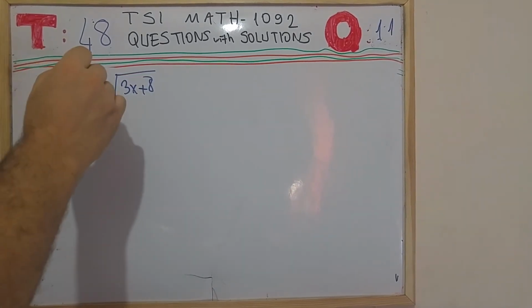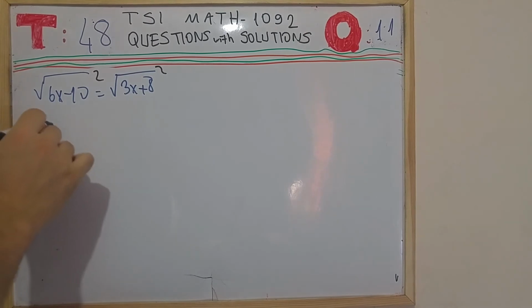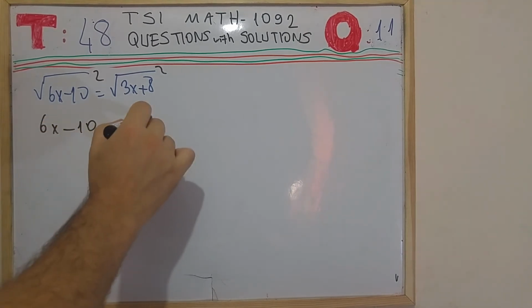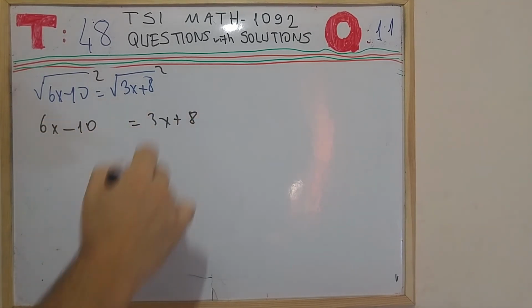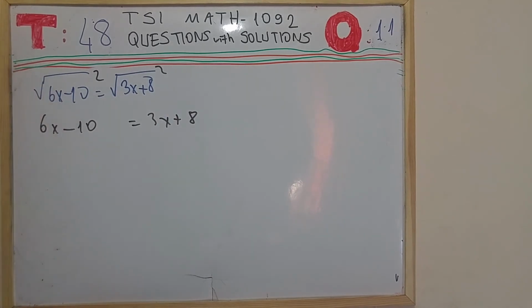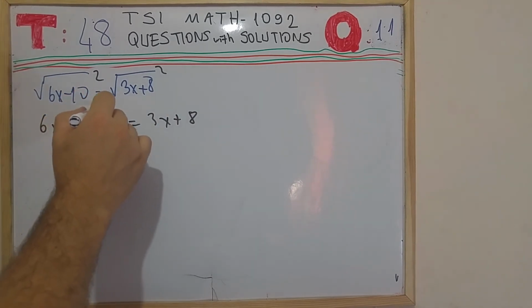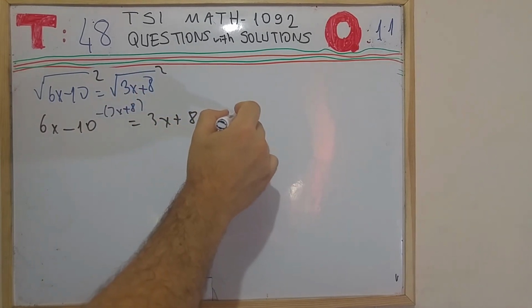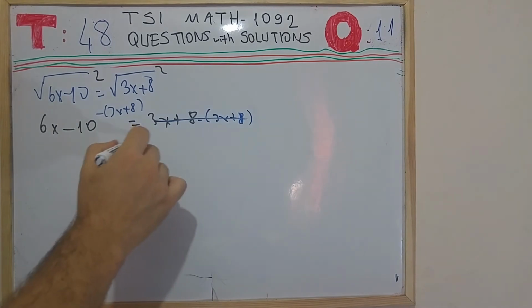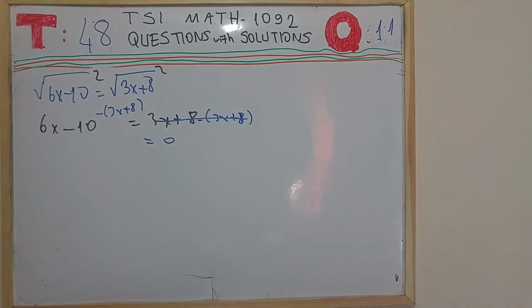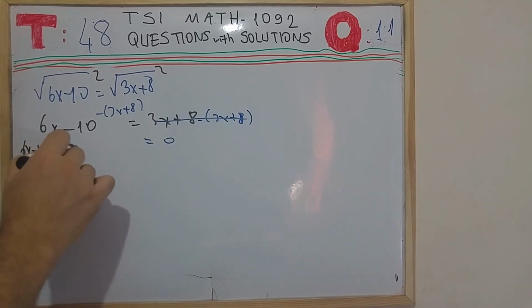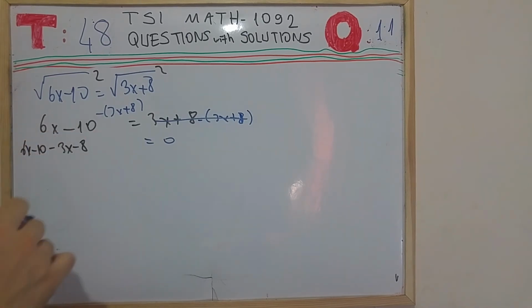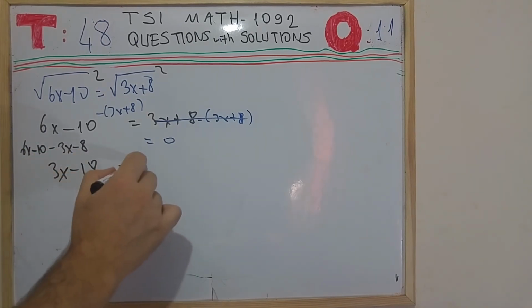I take square of both sides. What I have is 6x minus 10 is equal to 3x plus 8. Let me subtract 3x plus 8 from each side. So there's nothing left here, is equal to 0. And here what I have is 6x minus 10 minus 3x minus 8 is equal to 0, which makes 3x minus 18 is equal to 0.